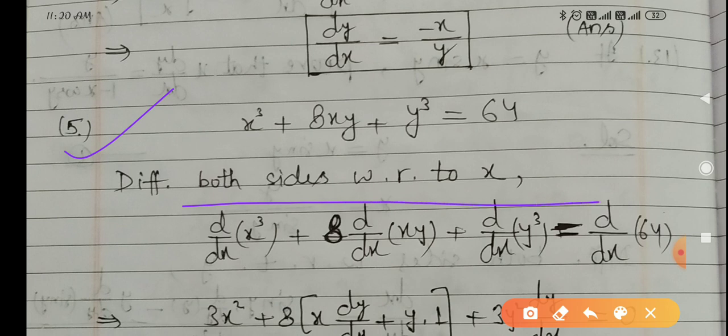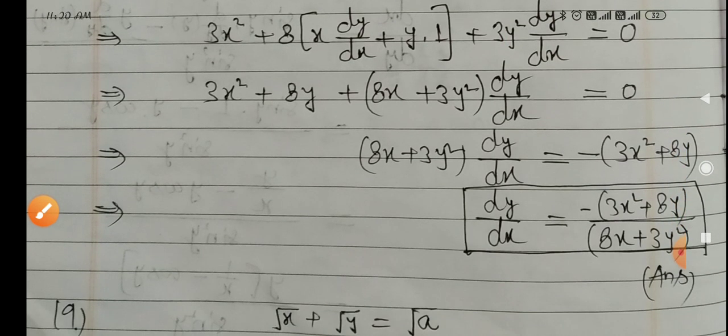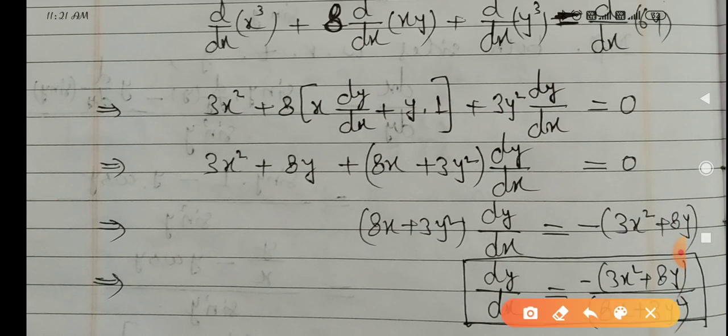Differentiating both the sides with respect to x. So d upon dx of x cubed plus 8 into d upon dx of xy, plus d upon dx of y cubed plus d upon dx of 64. Now you can see here, d upon dx of x cubed is 3x square, 8 is same. Now here the uv formula will be applied.